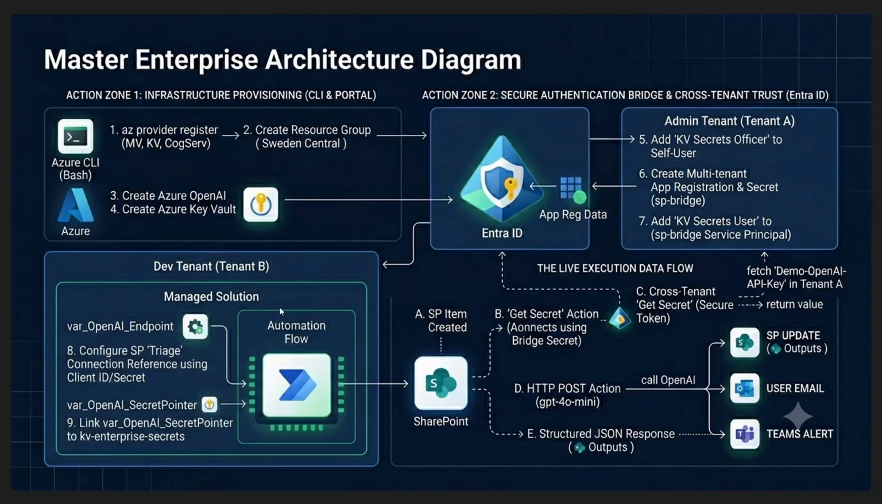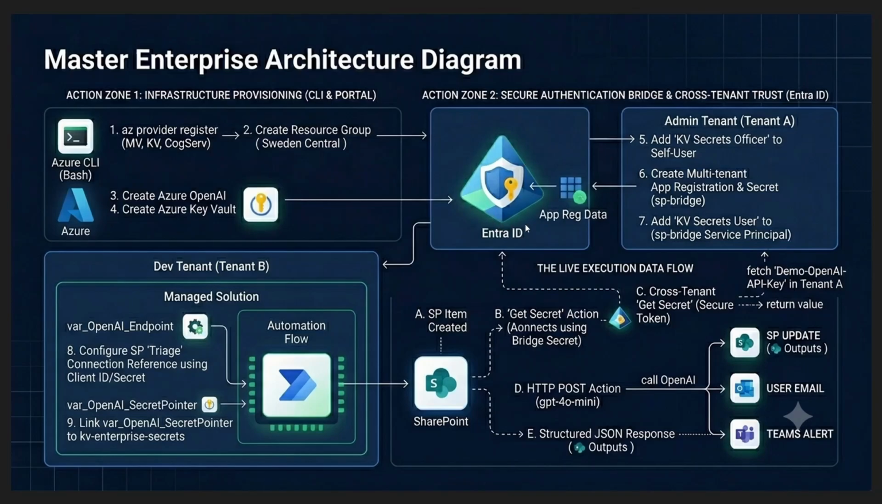Let's get started. Before we can proceed, we have to understand the layout, because currently we are dealing with two different tenants, tenant A and tenant B. In tenant A, we have all of our Azure resources, including our resource group as well as Azure OpenAI, where we can deploy the GPT-4o Mini model. And in tenant B, we have our managed solution, including the complete environment with Power Automate and SharePoint.